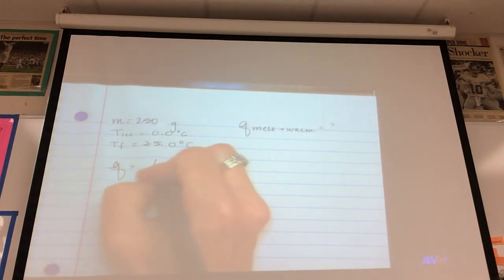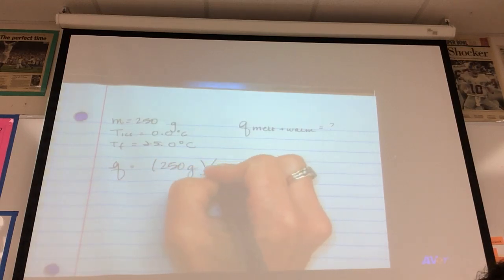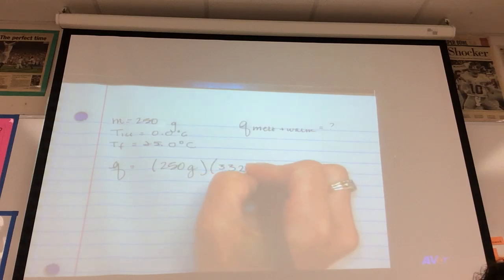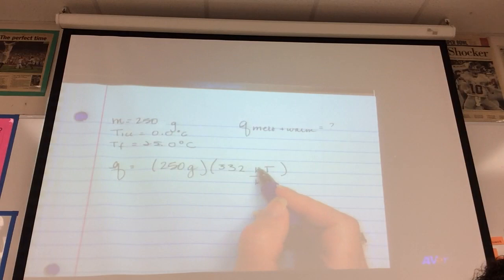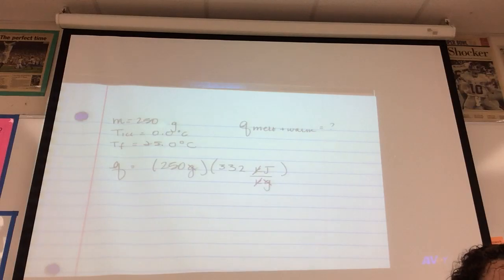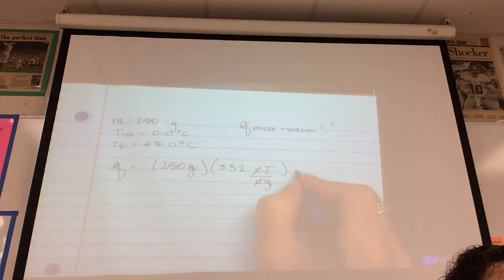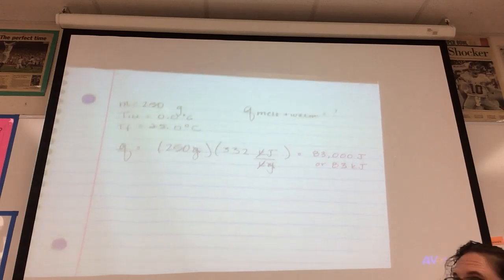All right, so the mass is 250 grams, and the heat of fusion is 332 kilojoules per kilogram. Do the kilos cancel? Yes. And now will the grams cancel? Okay. So we've got 250 times 332 is 83,000 joules, or 83 kilojoules, correct? Now what should we do?